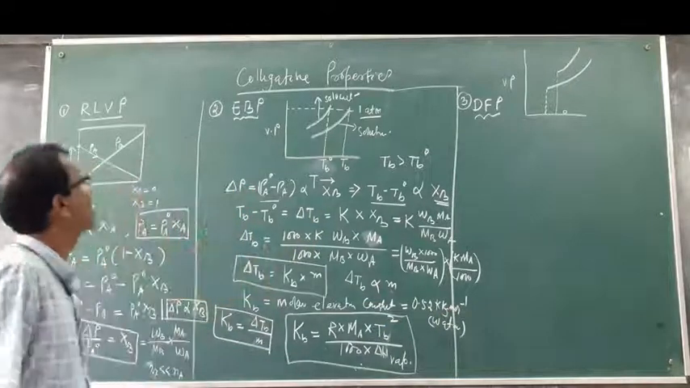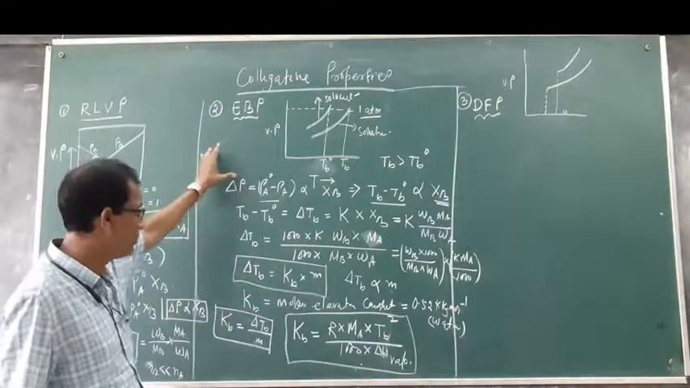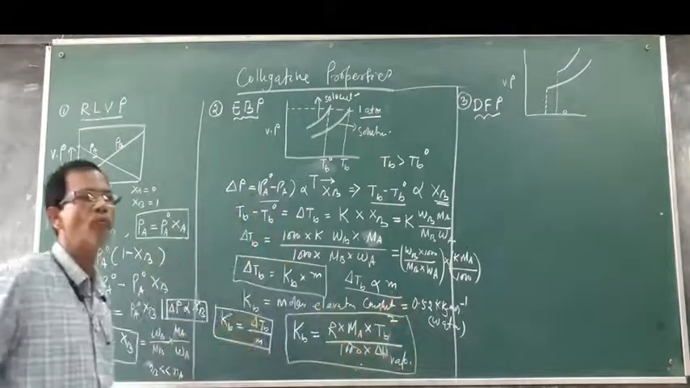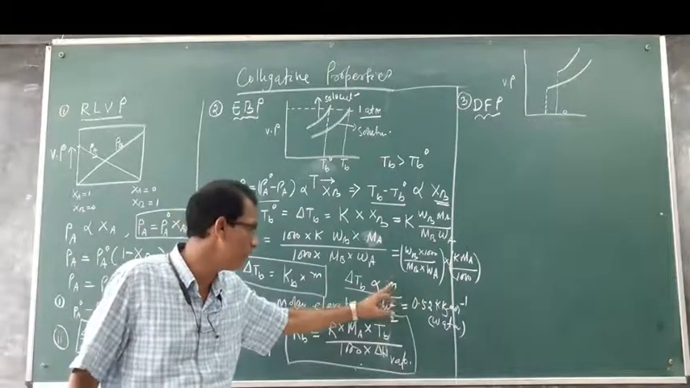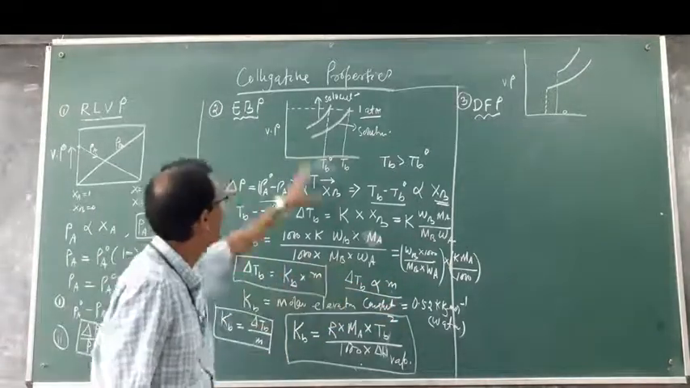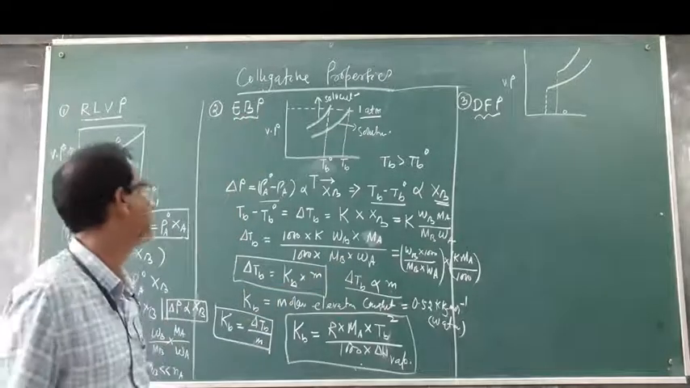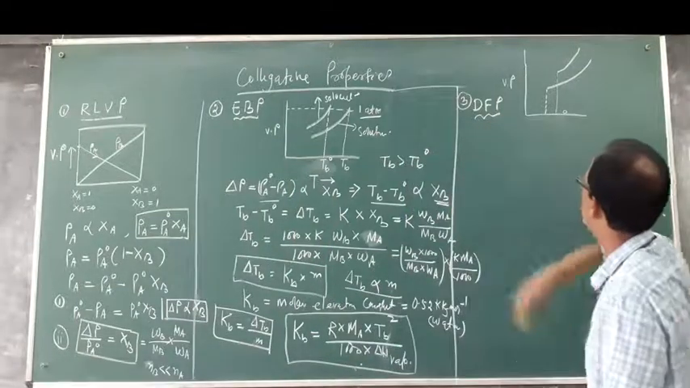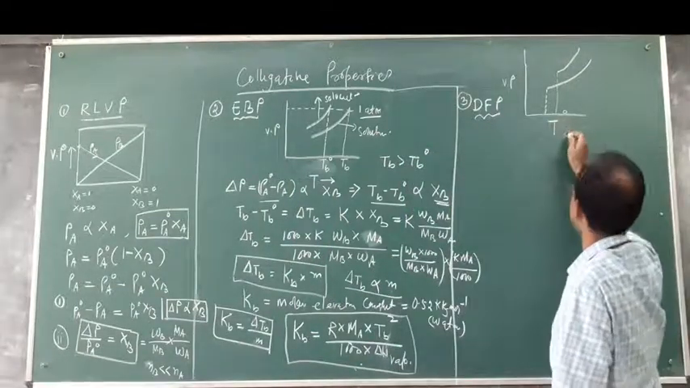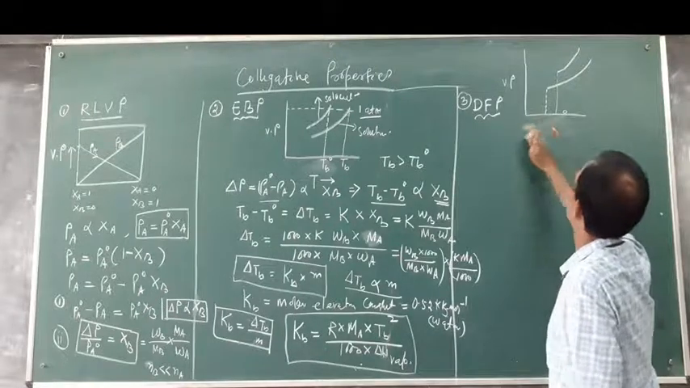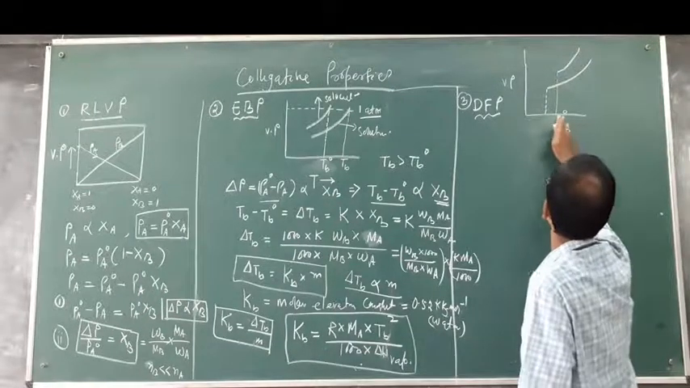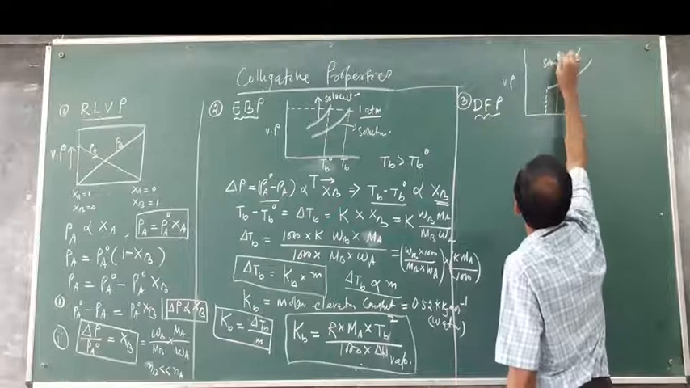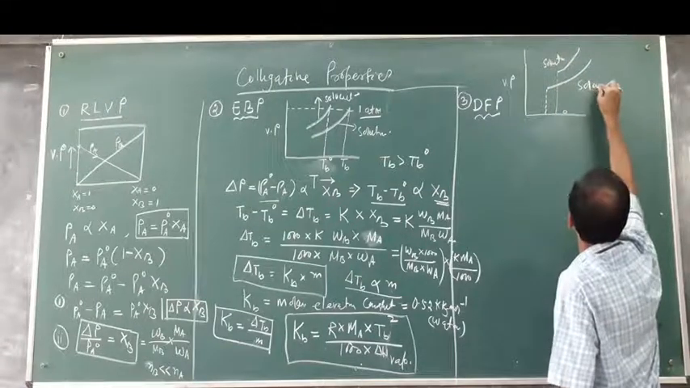So this is the elevation of boiling point. It is a colligative property because elevation of boiling point is directly proportional to molality. Molality means number of moles. That's why elevation of boiling point is a colligative property. Then come to the third colligative property, depression of freezing point. Just see here one thing, this is the vapor pressure versus freezing point of solvent and solution. This is for solvent, this is solution.